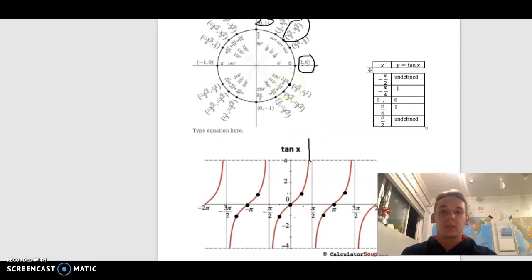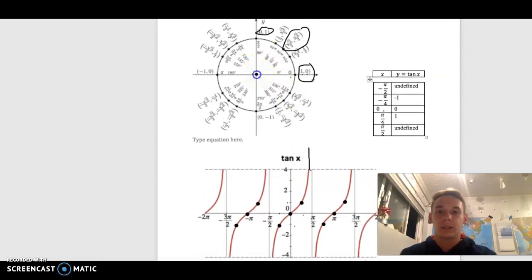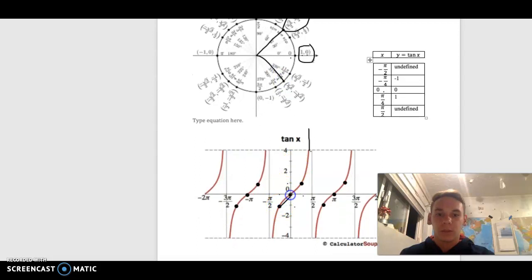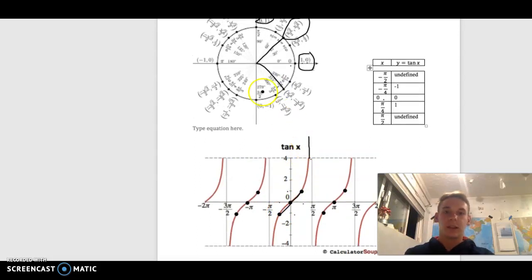Now, you can use the unit circle to your advantage because you can see this is a 45-degree angle right here, and going down to this one is also a 45-degree angle, which gets a 45-degree angle here and a 45-degree angle to here, which kind of shows you. And then as you get closer and closer to this, the line gets steeper and steeper, you can see.